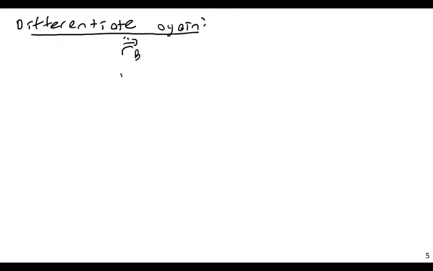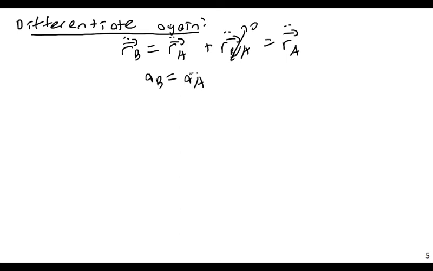Okay, so differentiate again: RB double dot equals RA double dot plus R from A to B double dot, and again this will come to 0. So that just equals RA double dot. RB double dot is equal to RA double dot. Therefore, AB equals AA, which you may feel like you need after this class. And so, therefore, all particles have the same acceleration.